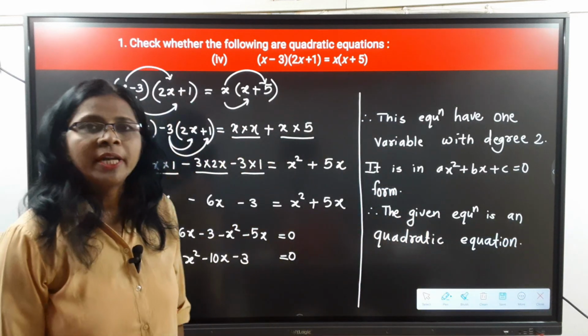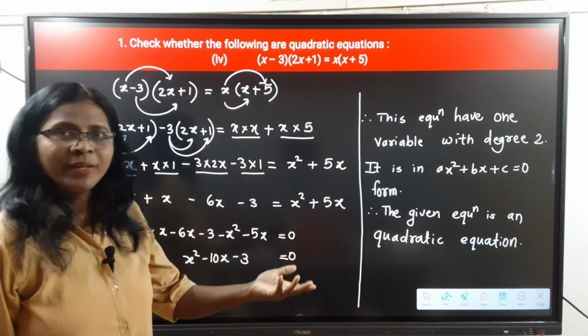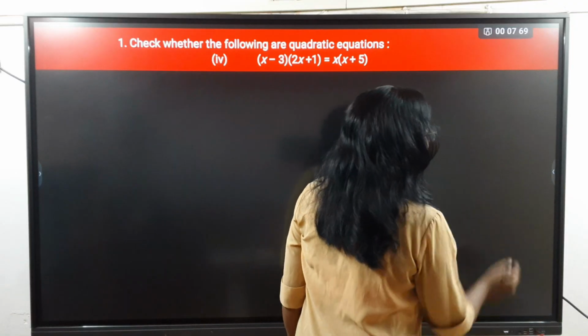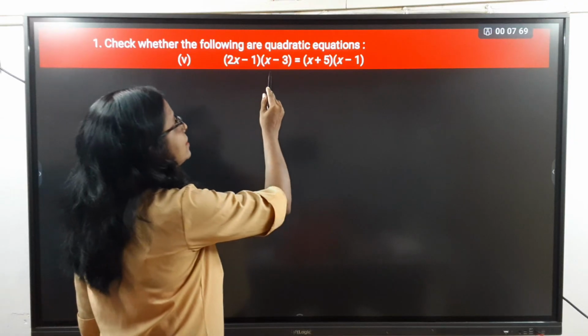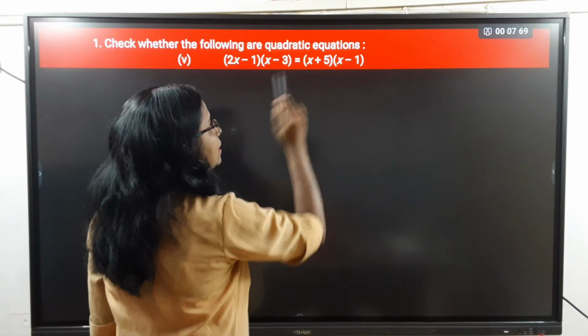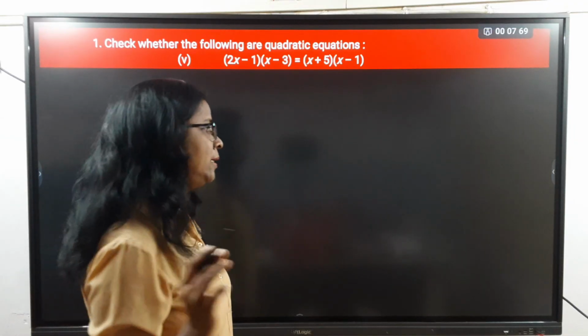Okay, it's a quadratic equation. Then next one example, students. See the next one example. 2x minus 1 in the first bracket, x minus 3 in the second bracket is equal to x plus 5 in the first bracket and x minus 1 in the second bracket.